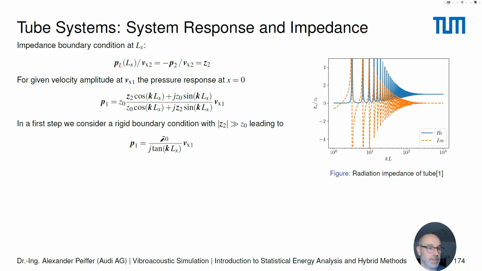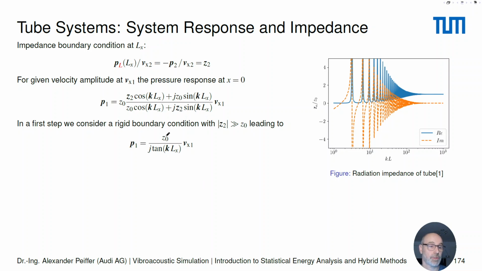From this, we can easily, okay, now we have those values here. We see that this is the boundary condition at the second end, and we start with the very simple case, which is the rigid boundary condition. So we assume that the second impedance is much, much bigger than the characteristic impedance, and this actually means a rigid boundary or a stiff end of our tube, or a hard wall, some people say. If we enter this here in the above equation, we get this typical tangent relationship.